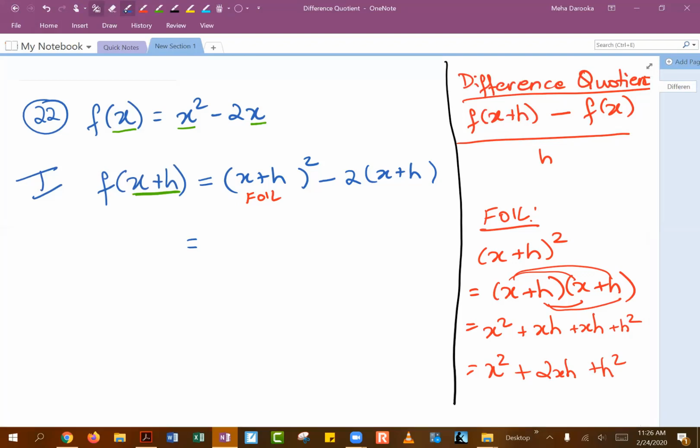Okay, so that's just on the side as scratch work. So basically, after you FOIL that first part of your x plus h function, you should have x squared plus 2xh plus h squared. And for now, I'm going to leave them in parentheses. What's going to happen here with this negative 2?